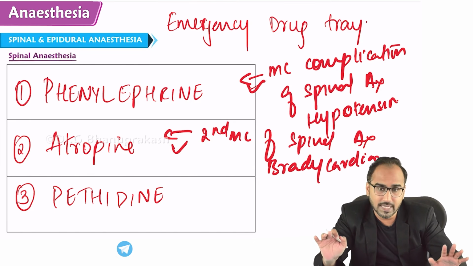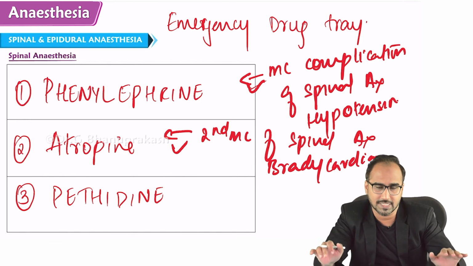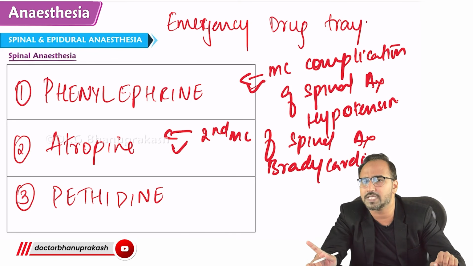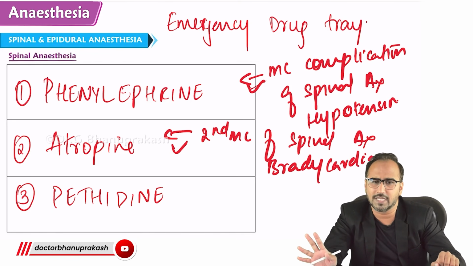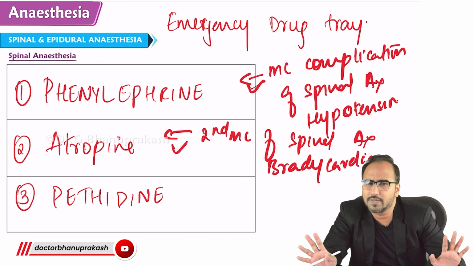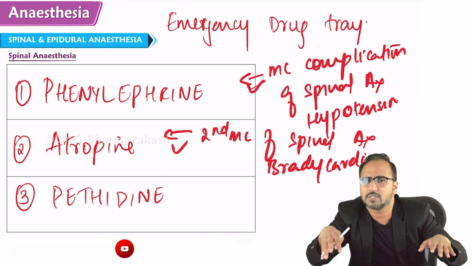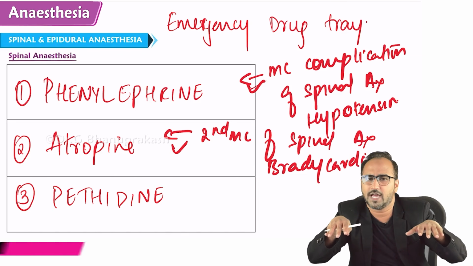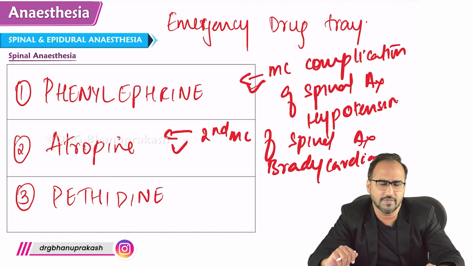Okay? We are discussing the intraoperative complications, guys. The most common intraoperative complication of spinal is hypotension. Next complication, bradycardia. So now you are happy, the patient is not having any problem. Now slowly a patient will have what? Shivering.